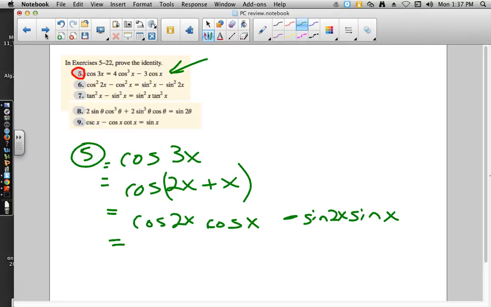So now comes decision time, where you think, okay, I'm always going back to what I need here. I need cosine cubed x.